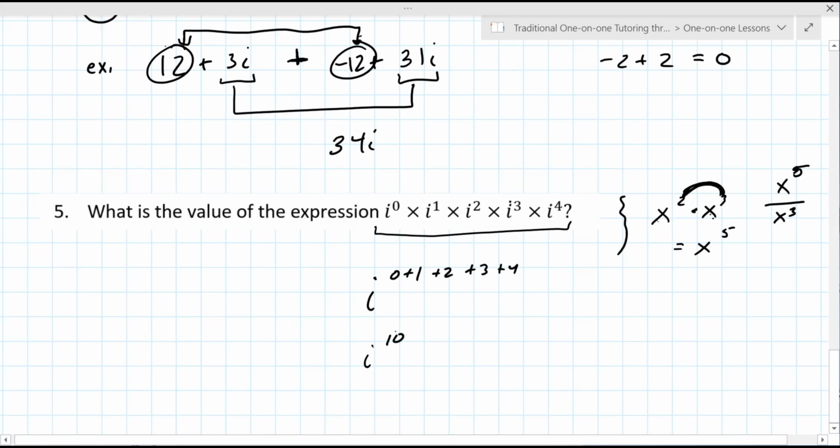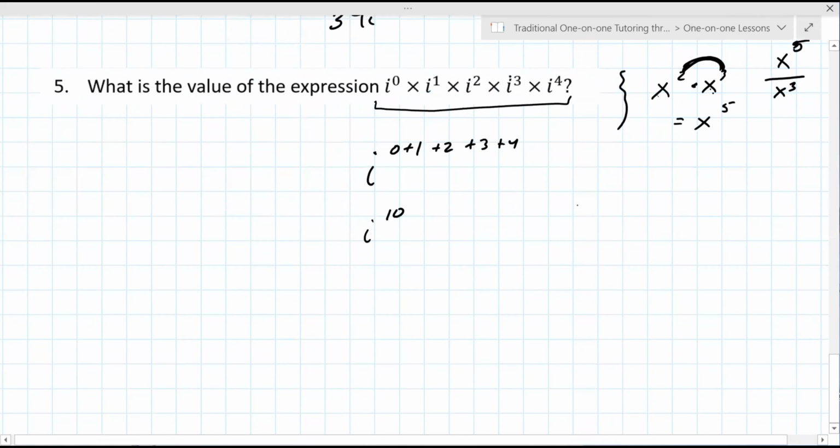Okay. And unfortunately, that answer is not there. So we need to remember a few things. Remember that i is truly i. i squared is negative 1. i cubed is negative i. And i to the 4th is 1.